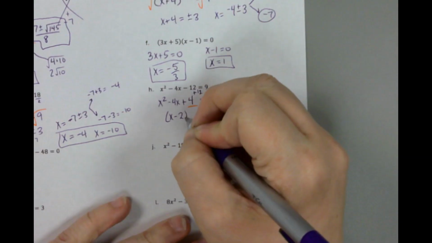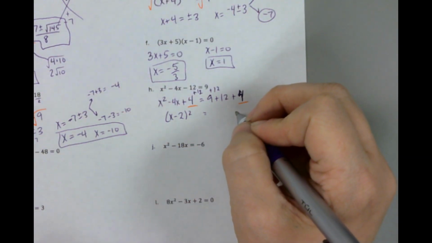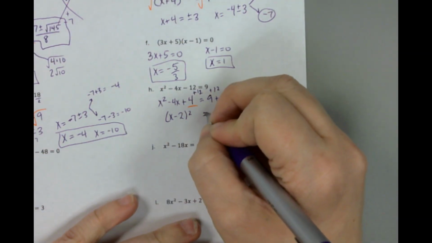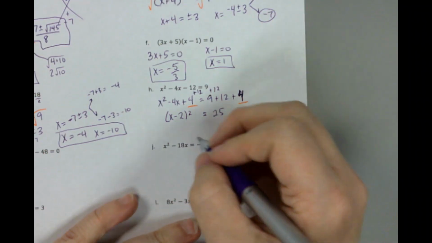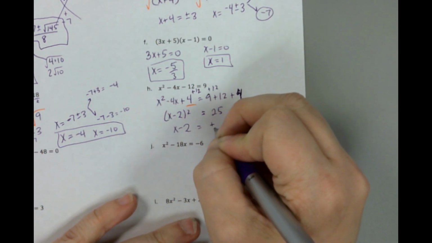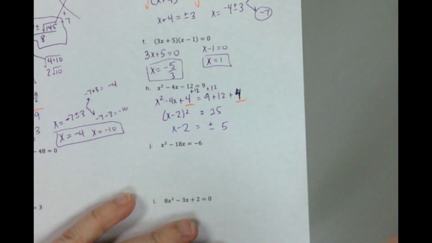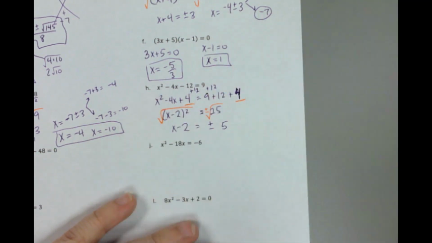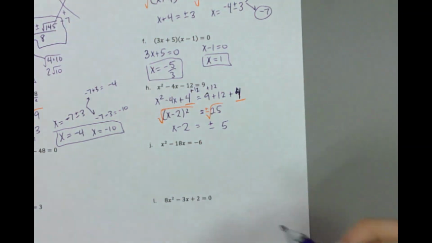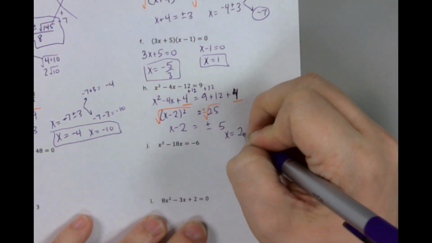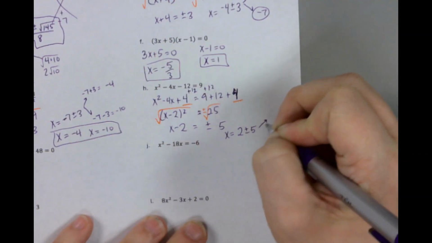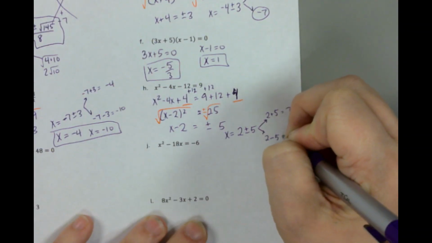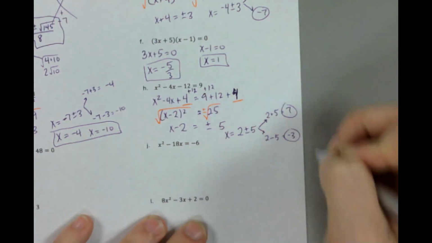So we have x minus 2 squared. And then 9 plus 12 plus 4 is 25. We're going to take the square root of both sides. So x minus 2 equals positive and negative 5. Sorry, I forgot to write that. You add the 2 over. X equals 2 plus or minus 5. 2 plus 5 is 7. 2 minus 5 is negative 3. I'm going back to not writing my answers very well.